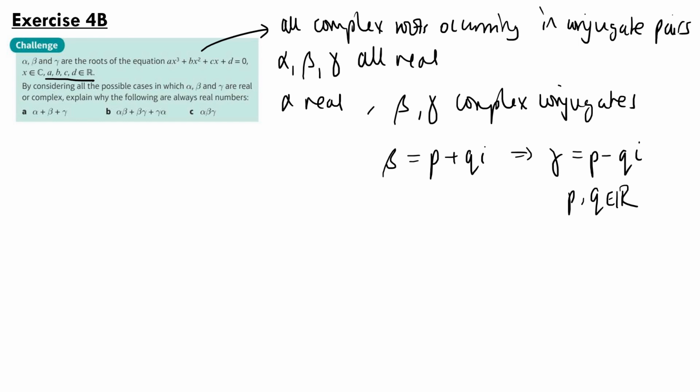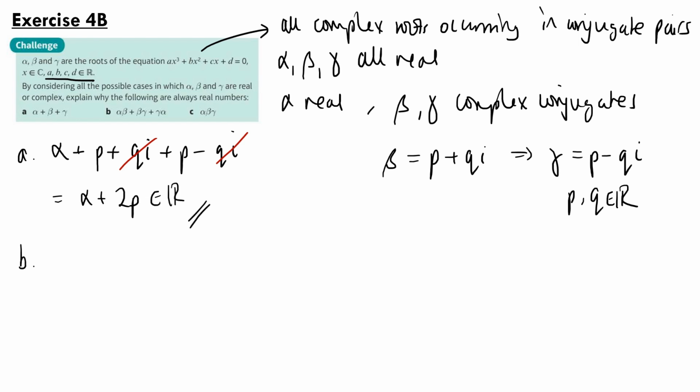Okay, so let's start with part A, alpha plus beta plus gamma. Alpha is a real number, so let's leave it as it is. Beta, let's replace with p plus qi, and gamma we can replace with p minus qi. These 2 i terms cancel, so we're just left with alpha plus 2p, which is real.